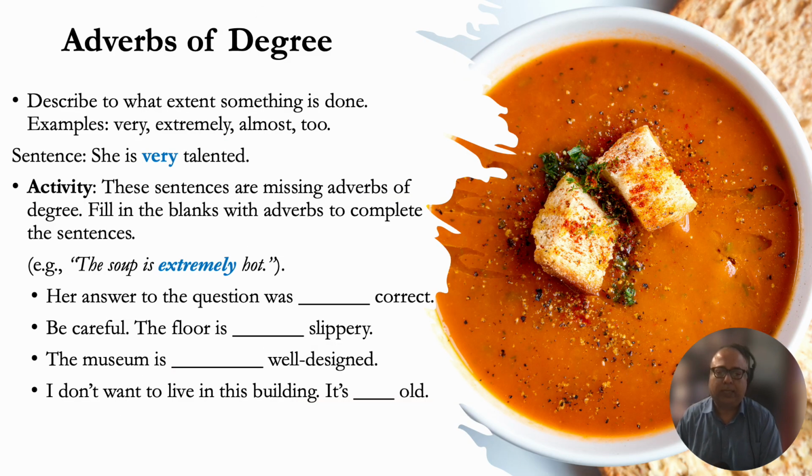Okay. Next up is adverbs of degree, like to what extent something happens, something is done. Like what degree? Very, extremely, almost, too. She's very talented. Let's say this person is a singer, right? Or a pianist. She is very talented. Or this student is very intelligent. The soup is extremely hot is an example for your reference. How hot? Extremely hot. Be careful. The soup is extremely hot. So in the sentences below, I need you to fill in the blanks with an adverb of degree. So practice, learn adverbs of degree.